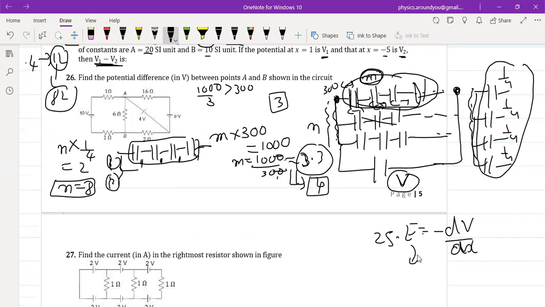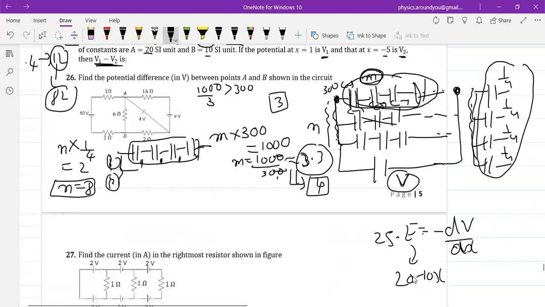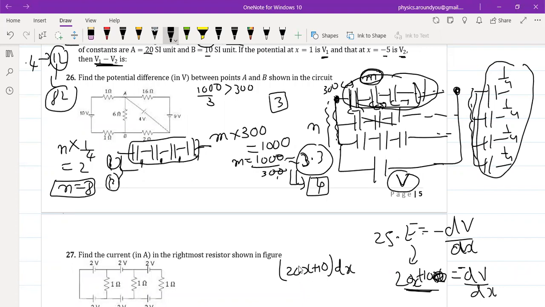Electric field is given as 20 minus 10x, A plus bx, A minus bx or A plus bx, I'm unsure. It is Ax plus b. So 20x plus 10. It is given as 20x plus 10. Electric field is 20x plus 10, and that is equal to minus dV by dx. Now you can get the potential difference directly by integrating, which is 20x plus 10 dx integral.